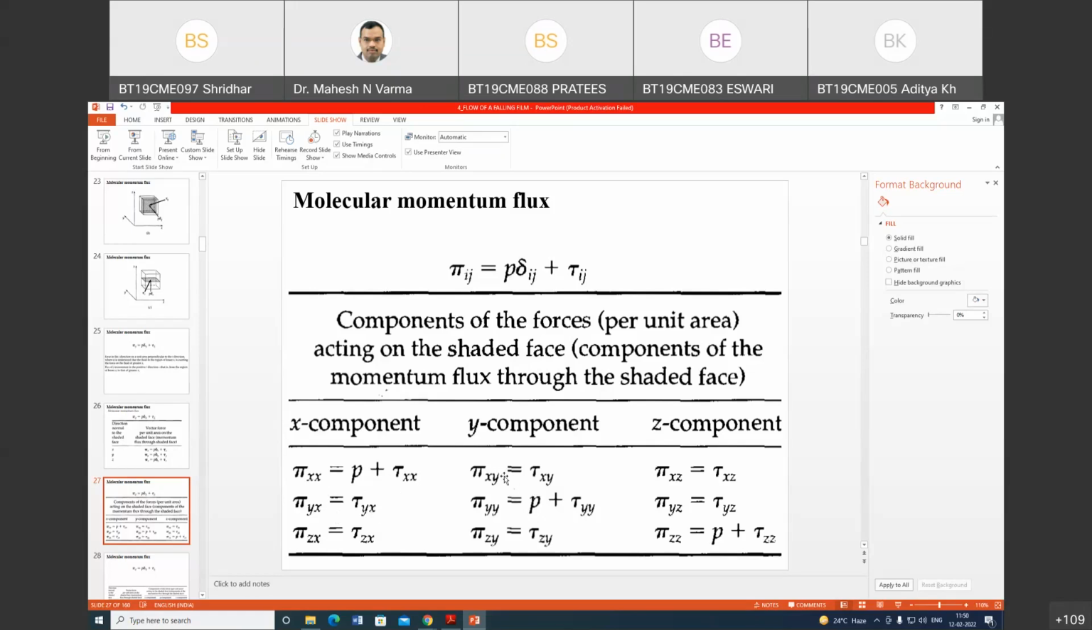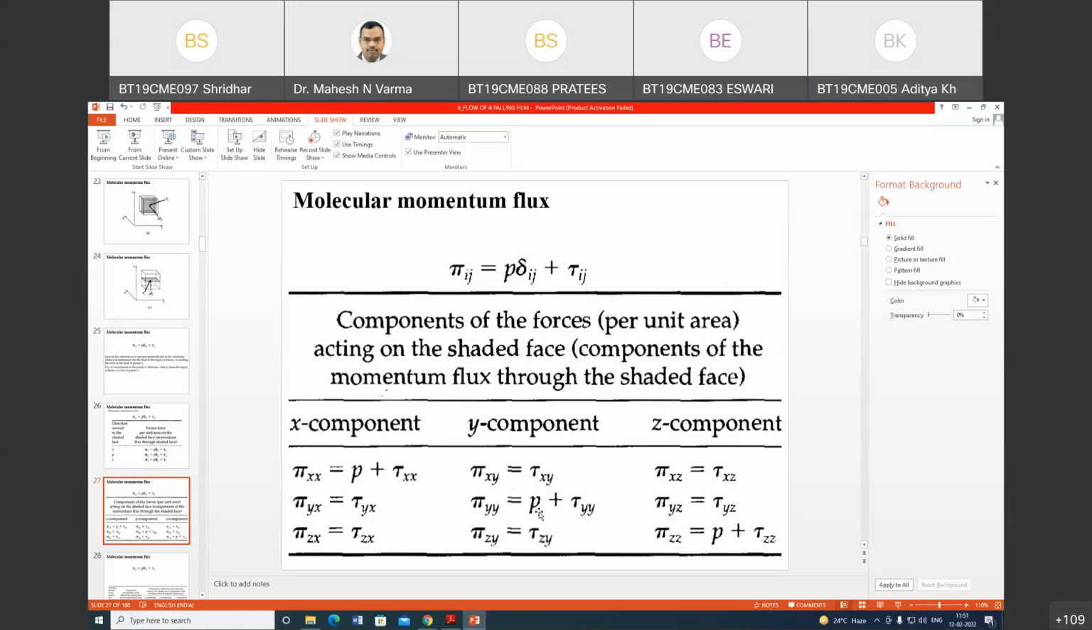Okay, y component of x momentum. So delta xy equals 0, hence pi xy equals tau xy. Similarly, pi xz equals tau xz. This will be tau yx equals tau yx. This will be pi yy. So delta yy again equals unity. This is the property of Kronecker delta. So Kronecker delta will have unity value in a given direction. Everywhere else it is 0. So here when i equals j, it will have value 1. Otherwise it will be equal to 0.